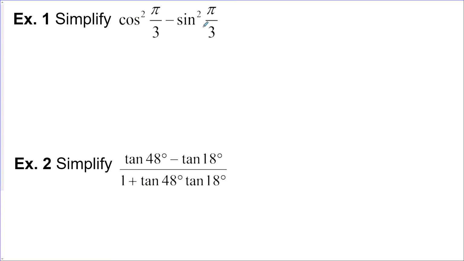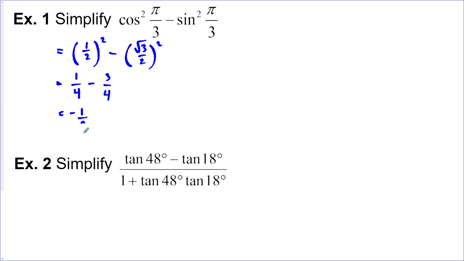Let's simplify these trigonometric expressions. The first one, what is cos pi over 3? Well, that would be 1/2. And then we square it. And what's sine pi over 3? Well, that would be root 3 over 2. And we also want to square that. Now, 1/2 squared is 1/4. And root 3 over 2 squared is 3 over 4. And 1/4 minus 3/4 is -1/2.